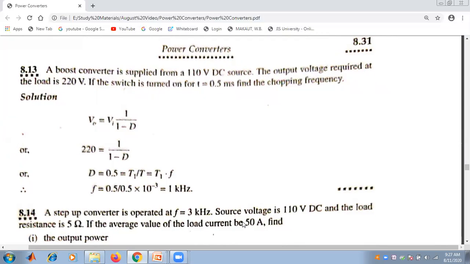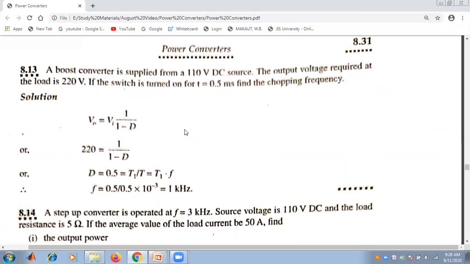So this is the problem that we have, and we have to find the solution for that particular problem. Now we are approaching the solution. The solution states that the output voltage V0, for the boost converter, is equal to Vi by 1 minus D. Here, the output voltage V0 is given as 220 volt.